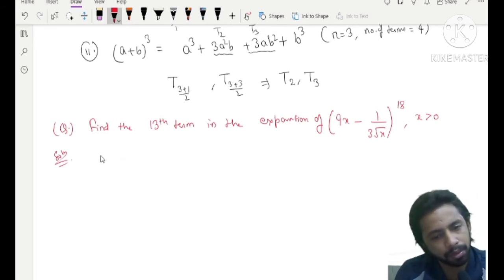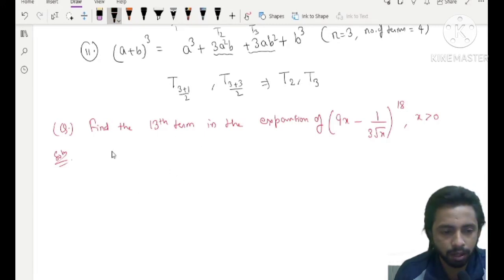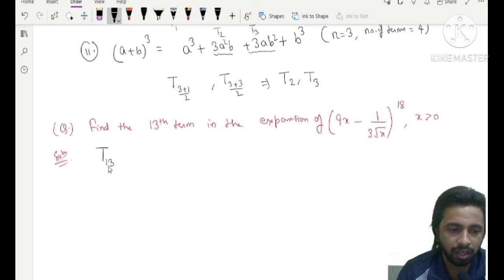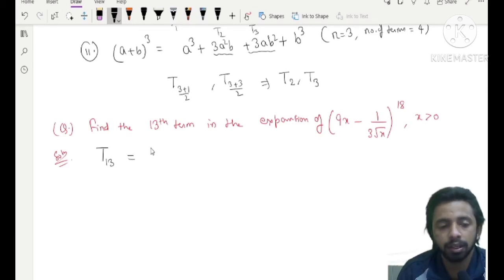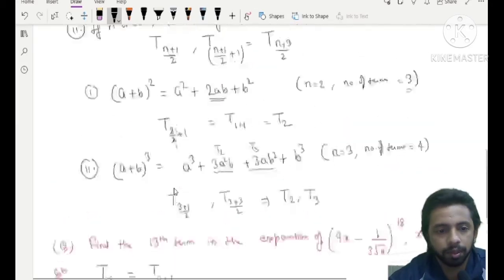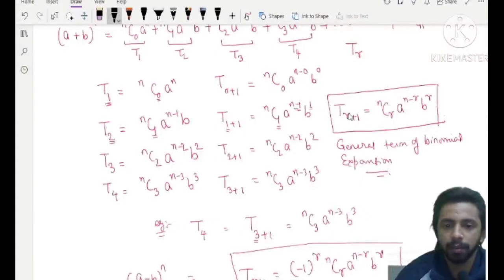So let's start the solution. We have to find T13. Okay, so T13 can be written in the form T of r plus 1. This can be written as T of 12 plus 1. Just check the formula here. T of r plus 1 equals nCr a to the power n minus r b to the power r.